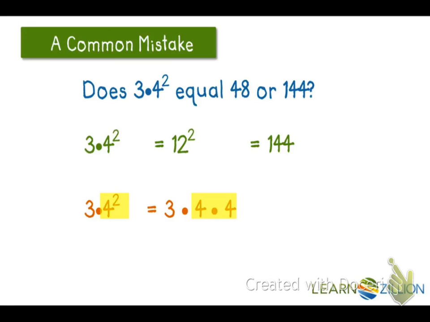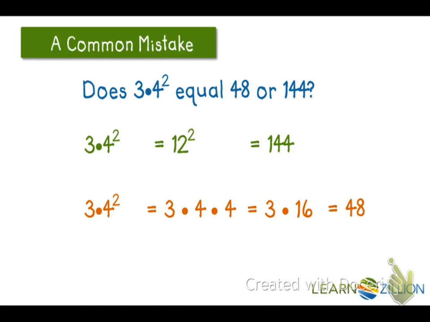Since multiplication is the only operation we have left here, we can either multiply 3 by 4 first and get 12 times 4, or we can multiply 4 by 4 first and get 3 times 16. Either way, we're going to get a result of 48. It's important to realize here that because 4 was the only base being raised to the second power, we had to apply the exponent before we multiplied.